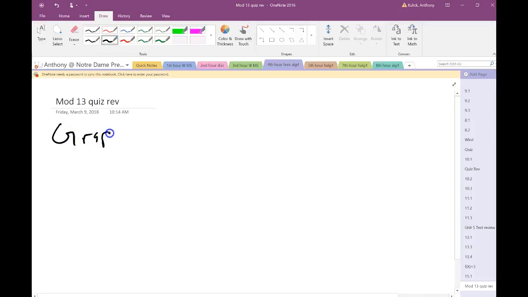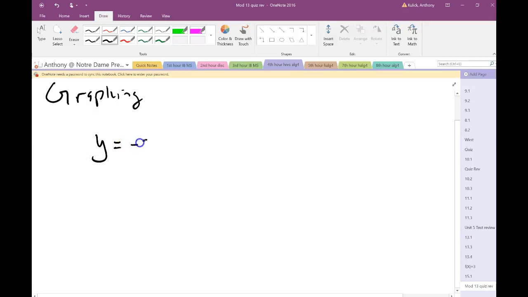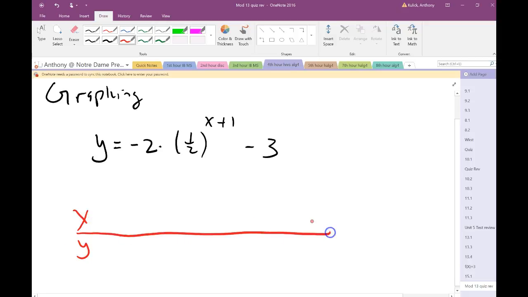So first quiz review thing, let's talk about graphing. Let's say we have y equals -2 times 1/2 to the x plus 1, minus 3. If I want to make an xy table from this, how do I typically choose my x's here?